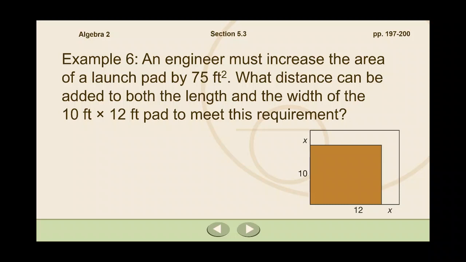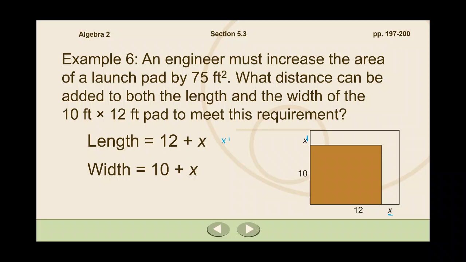Well, the new length would be 12 plus x, and the new width would be 10 plus x, whatever I'm adding to the length and the width. Whatever I'm adding to the current length and width would be the dimensions of the new requirement. We're more used to writing this x plus 12 and x plus 10 in our equations. Because of the commutative property, it doesn't matter. What will this new area be?